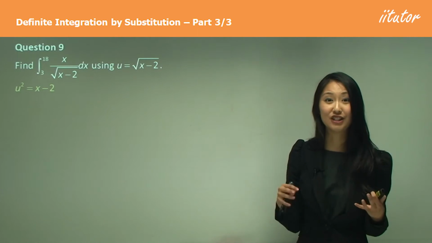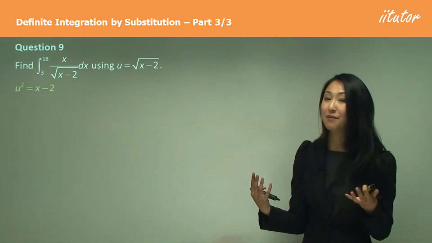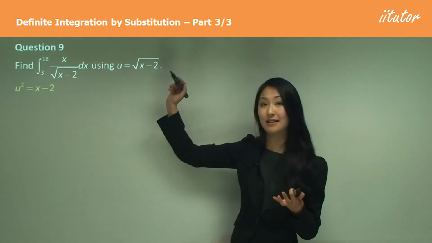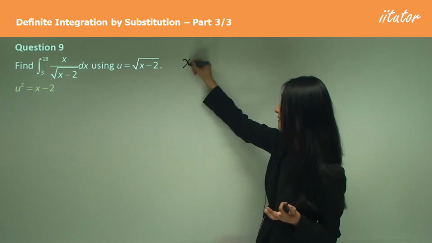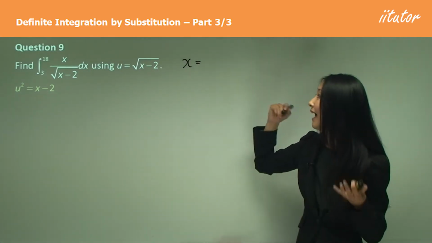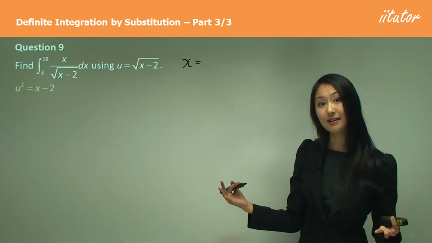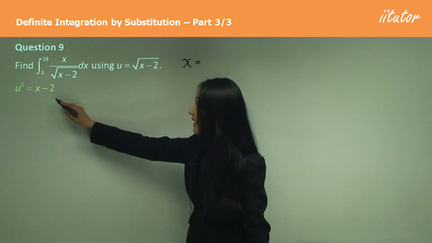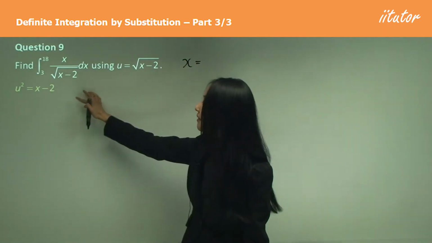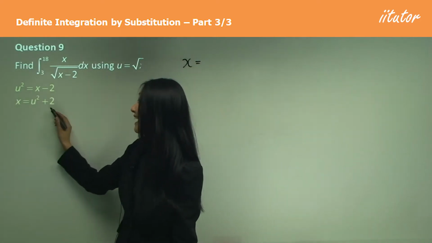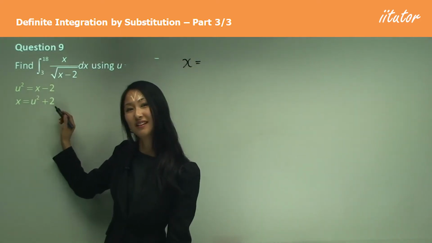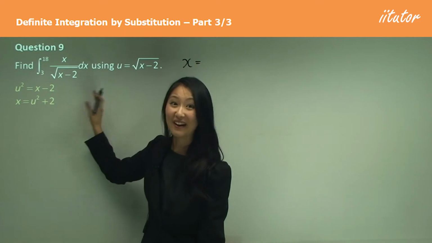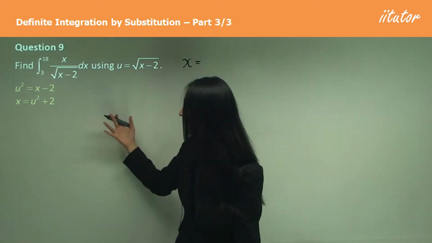So rather than differentiating first, this is the first time where I'm going to be working out what x equals to. So I'm going to make x the subject in this case. And first thing, square both sides. So you get u squared equals x minus 2. Move the 2 over, x equals u squared plus 2. And you can see this is a lot easier to differentiate, isn't it?